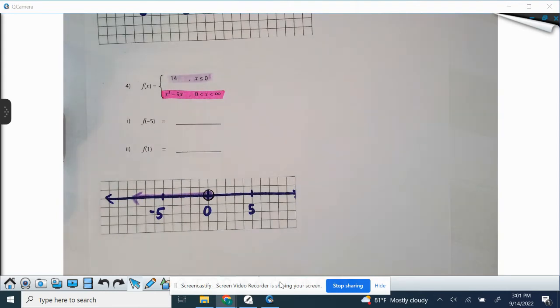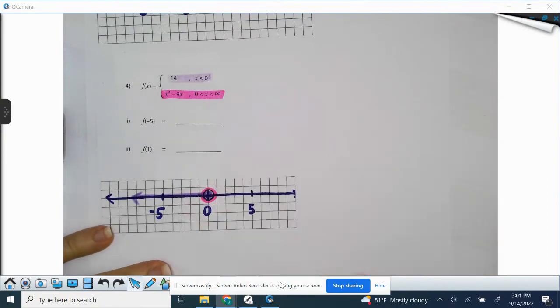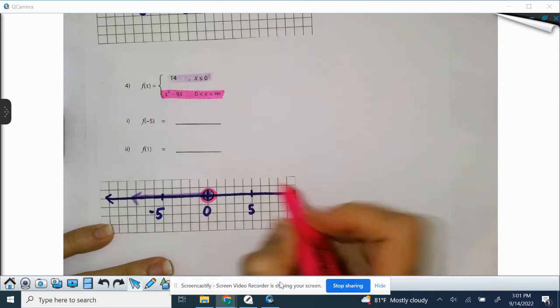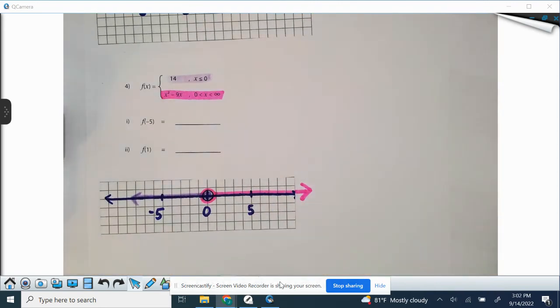Our pink function is 0, but there's not an equal to, so that just means that's our parameter, but not actually 0 because 0 is purple. And then x is less than infinity, and that's a positive infinity. So that means it's going to go on forever to the positive side. So we're going to look at our functions.